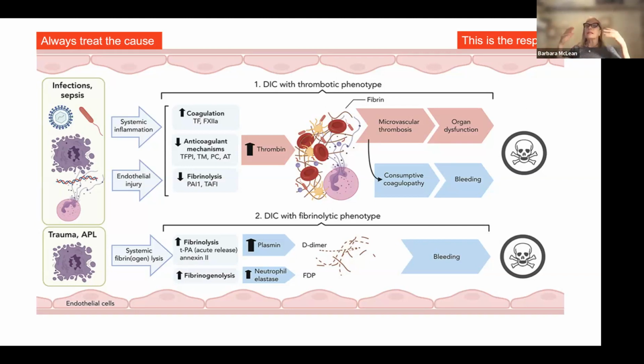And again, no one's expecting anyone to be a hematologist, least of all me. I am not a hematologist, and there is so much to know. But what we do want to be sure is that we are looking at our patients saying, he's bleeding and he's got evolving organ dysfunction.